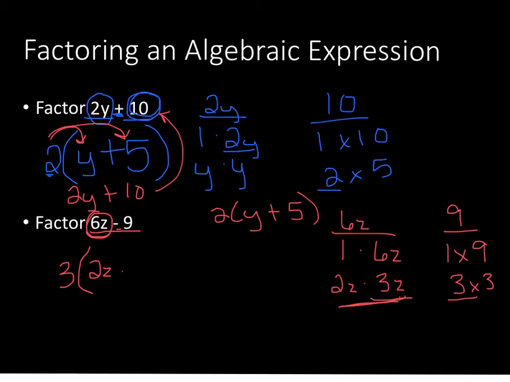So now I'm going to keep my same operation, which is subtraction. And 3 times what gives me 9? Well, 3 times 3 gives me 9. And so then I can close my parentheses. And again, I can check it by expanding it and saying, well, 3 times 2z is 6z minus 3 times 3 is 9. So we did do it correctly.